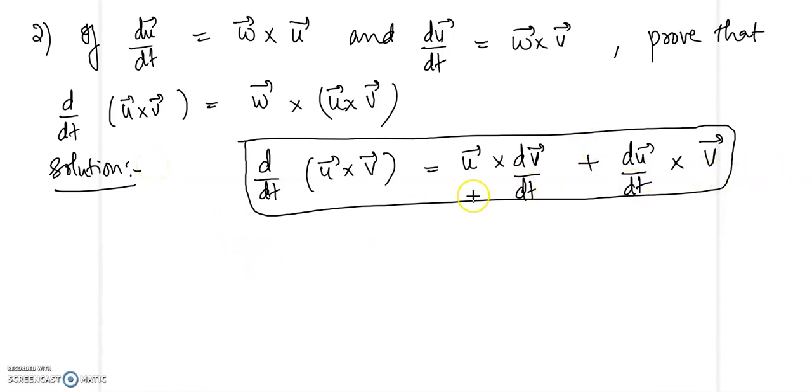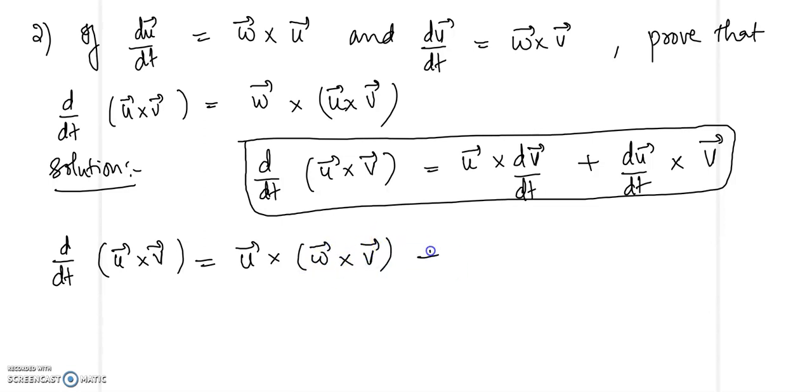Now we have the values of du by dt and dv by dt given to us. So we substitute them into this formula. Okay, so d by dt of u cross v is going to be equal to u cross dv by dt, which is given to us, that is w cross v. Then du by dt is w cross u, cross v. Okay, now we have it in the form u cross w cross v plus w cross u cross v.